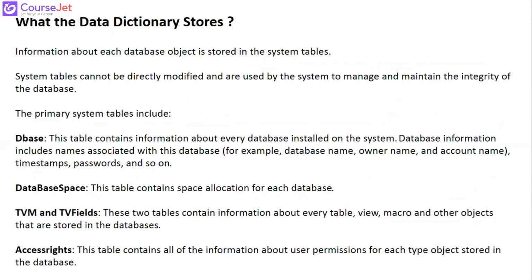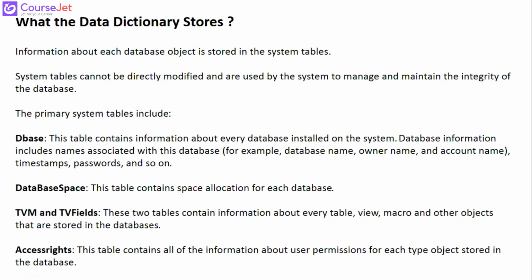So what exactly does this data dictionary store? It stores the information about each database object and the system tables. Here I have listed some of the primary system tables, like DBase, which contains the information about every database installed in the system, each and every database detail. It will be present in this DBase system table.